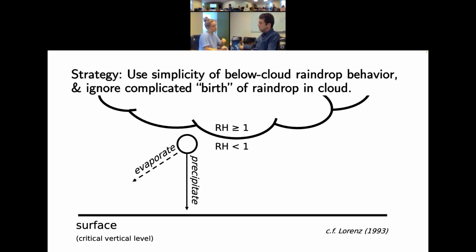And when we focus on an individual raindrop, we can conceptualize the two fates it can have. It can either evaporate or it can precipitate, by which I just mean it can transport at least some of its mass to the surface or some critical vertical level.